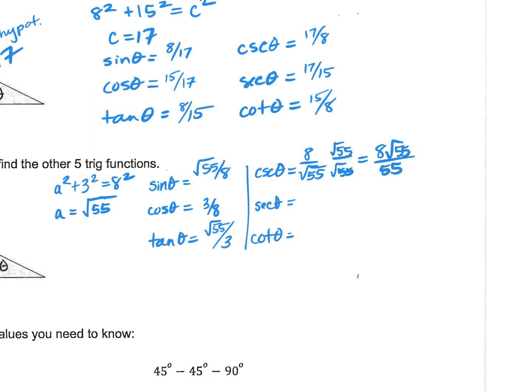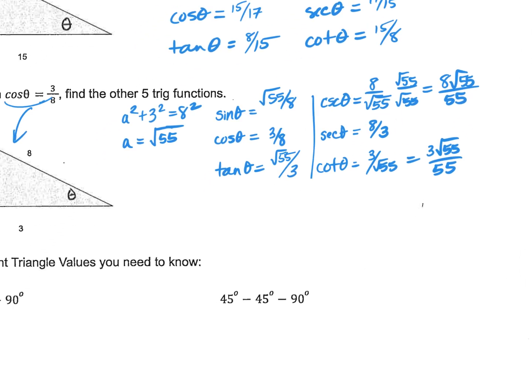What's secant? 8/3. Don't have to do anything with it. Now, cotangent is what? Okay, so 3 over root 55, which simplifies to become 3 what? Do you see the pattern yet? If we start with 8 over root 55, it becomes 8 root 55 over 55. 3 over root 55 becomes 3 root 55 over 55. And then we could reduce the outside numbers if we needed to. So there's a pattern there. You can skip the second step if you wanted. You could just flip it over and rewrite it.